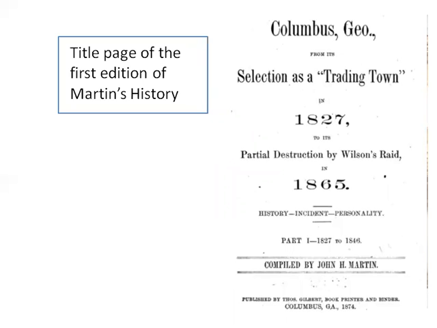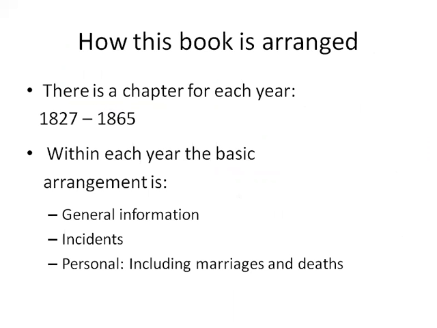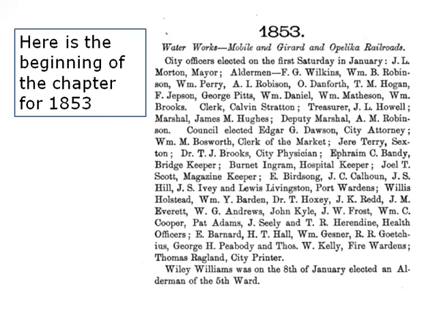So here we have the title page of the book. Again, a very wordy title, as you can see. And the book is arranged year by year from 1827 to 1865. Each year has its own chapter, and within each chapter, the arrangement is general information, incidents, and then personal, including marriages and deaths. So here you have the beginning of the 1853 chapter with some general information at the beginning. As you can see, a list of city officers for the year 1853.